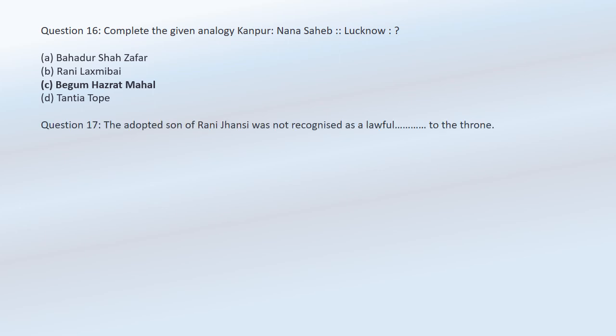Question 17. The adopted son of Rani Jhansi was not recognized as a lawful dash to the throne. A. Court official. B. Successor. C. Advisor. D. Army official. Option B is the right answer. The adopted son of Rani Jhansi was not recognized as a lawful successor to the throne.